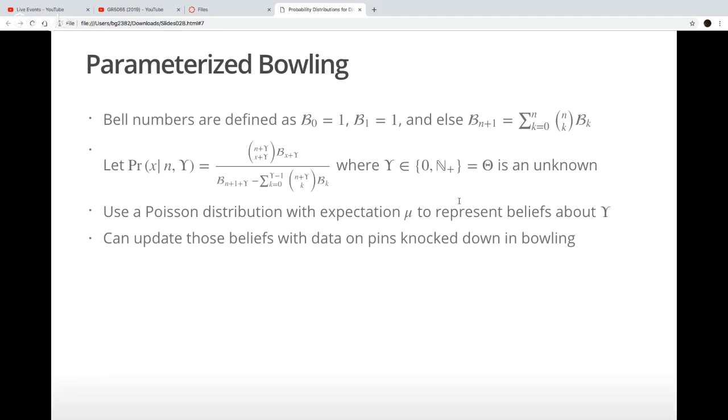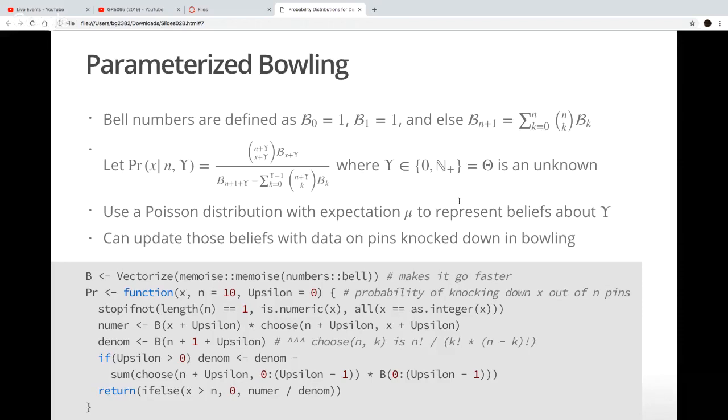So you might ask, how would I choose mu in the Poisson distribution to represent my beliefs about upsilon before I see the data on this person bowling, especially considering that y'all didn't really know what upsilon was 3 minutes ago? That seems like a challenge. Oh, and we could implement what I said before with R code. You don't need to copy that down. The choose function in R is just choose n, k.